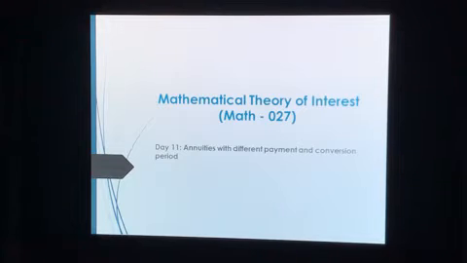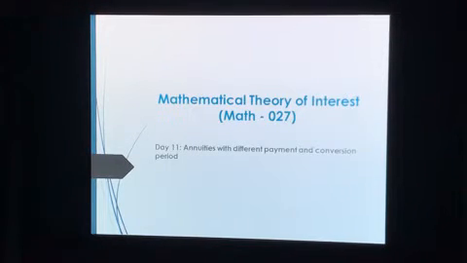I mean to say different payments, we can say that these annuities may follow unusual cash flows or uneven cash flows. And about the conversion period, different conversion periods mean that these annuities may be based upon monthly payments, weekly payments, quarterly payments, semi-annual payments, or other than yearly payments.